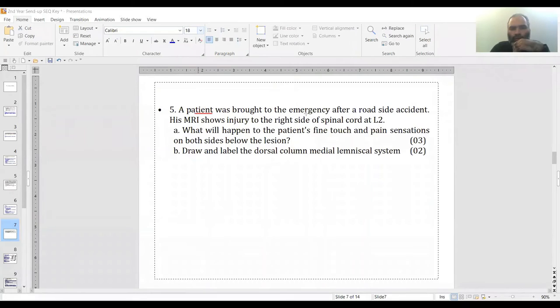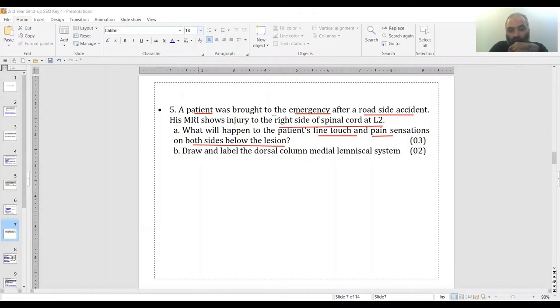A patient was brought into the emergency, roadside accident. MRI shows injury to the right side of the spinal cord, L2. The questions were, what will happen to the patient's fine touch and pain sensations on both sides of the lesion, i.e. the side of the lesion and the opposite side of the lesion?